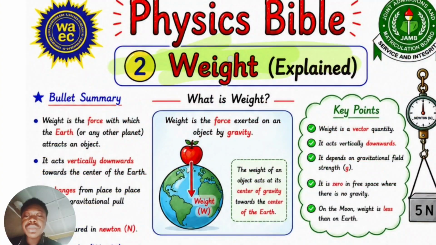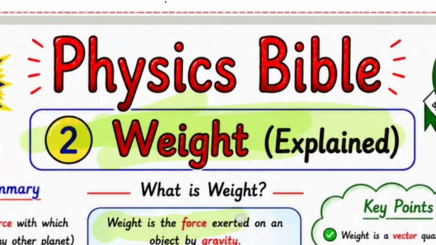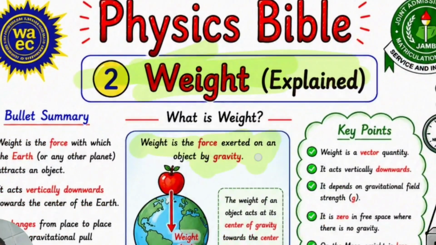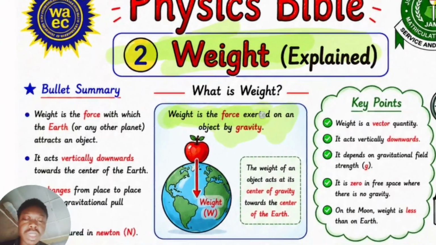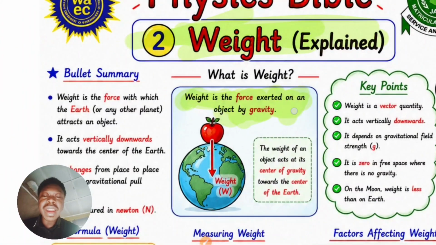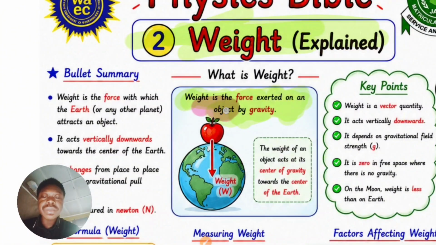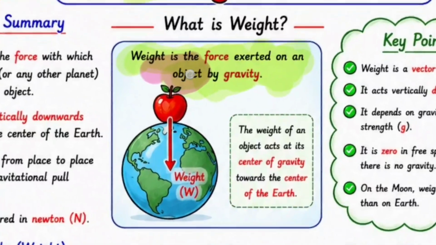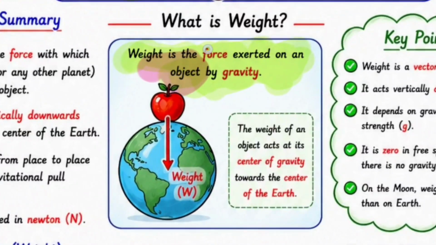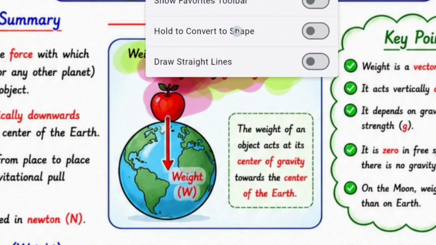What is weight? Weight is the force exerted on an object by gravity. The object you are seeing is the mass, because an object contains mass. So it's just like saying weight is a force exerted on a body with mass by gravity. Let's assume that this is an apple, the apple I showed you earlier.